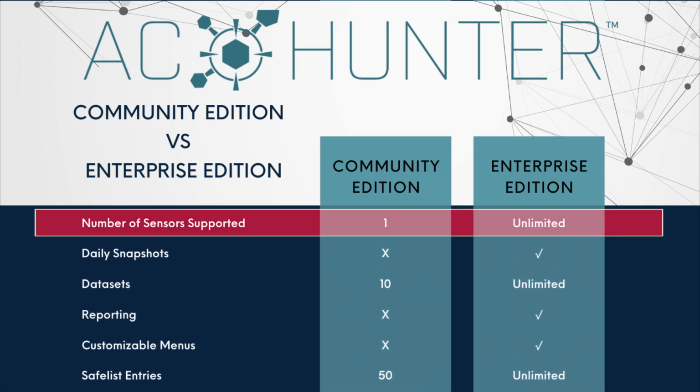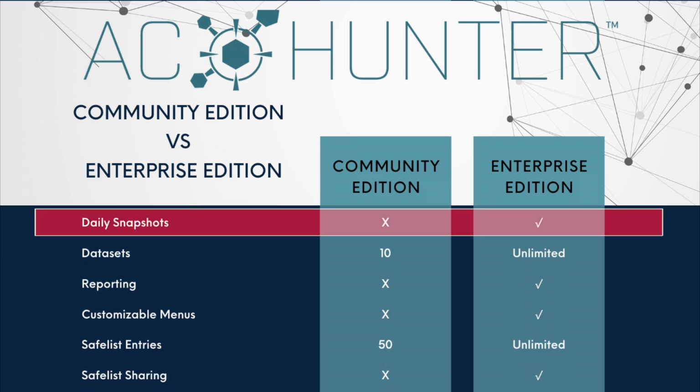One of the first differences is the number of supported sensors. The Community Edition can only have one Zeek sensor collecting information off your network, whereas the Enterprise Edition can have an unlimited number. And in fact, the site license supports that. So when you buy AC Hunter, if you need one sensor, if you need 50, it's the same price. There's no markup as you need to go in and add in additional features. All the features are there as part of the base price.